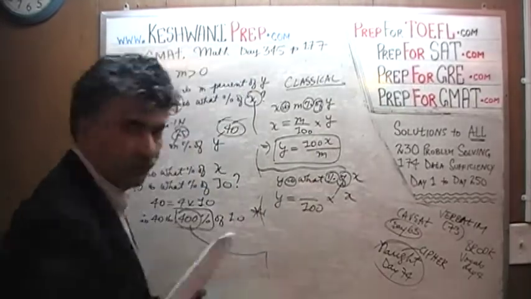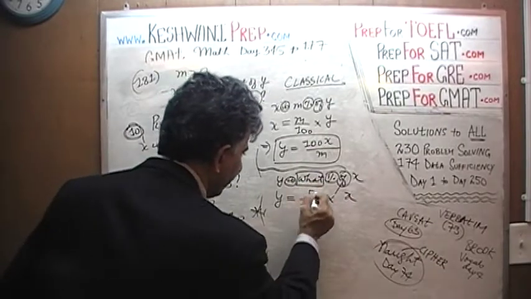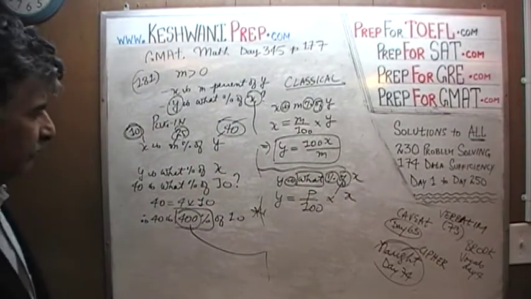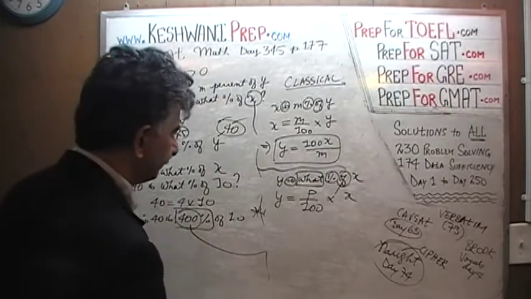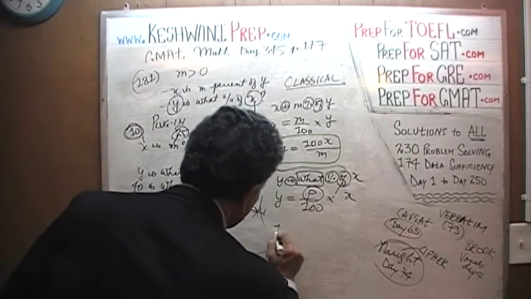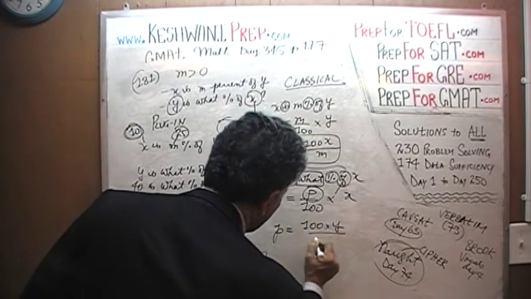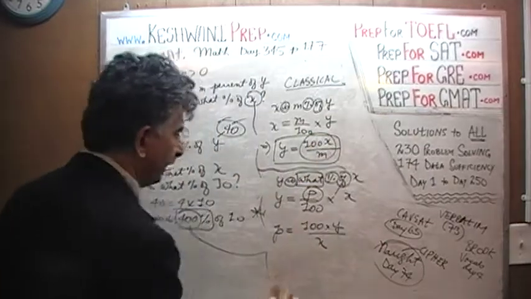We can't use x for the unknown. I realize we have x here. Let's use the letter p for percent. So that's it, and what we are solving for is p. So p equals 100 times y over x. But remember, y is this quantity right here.